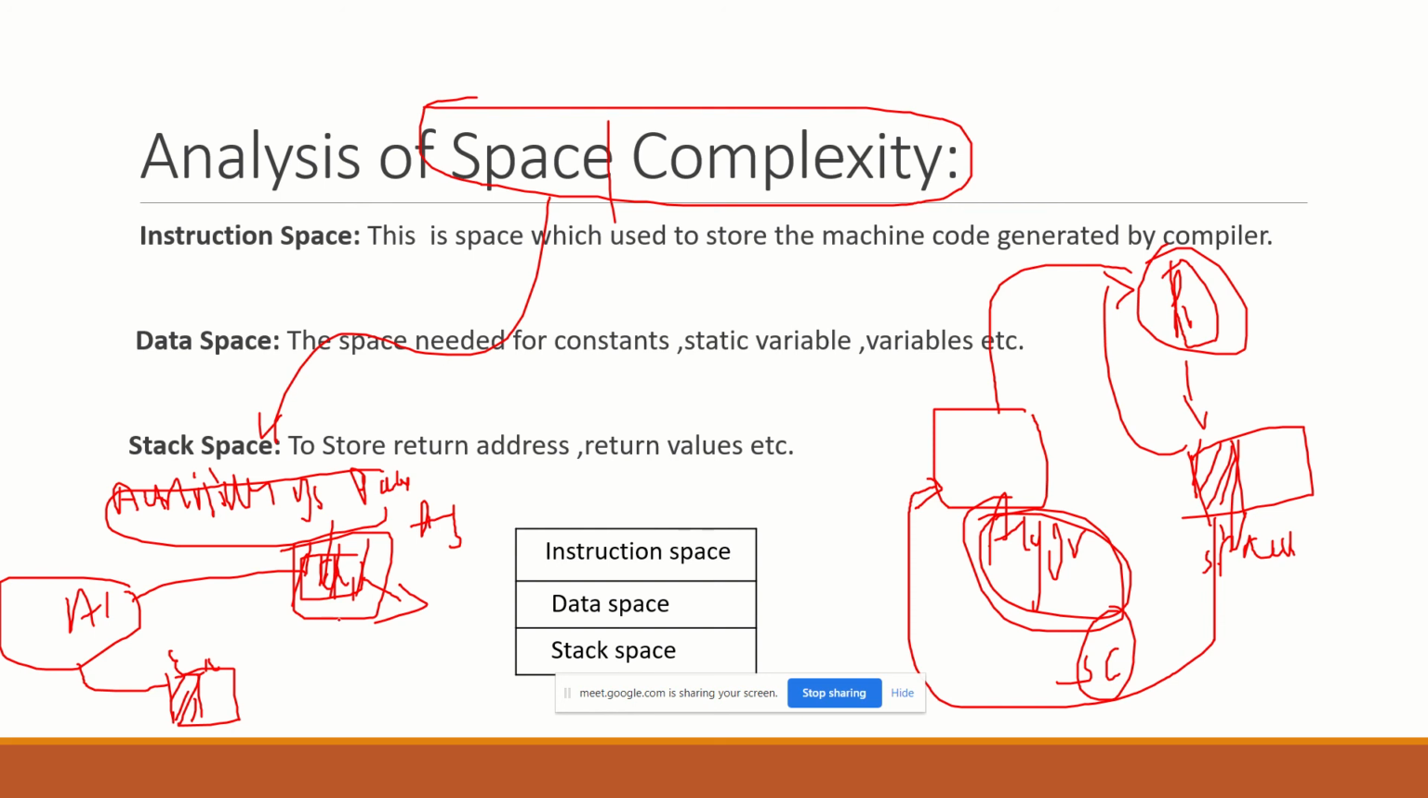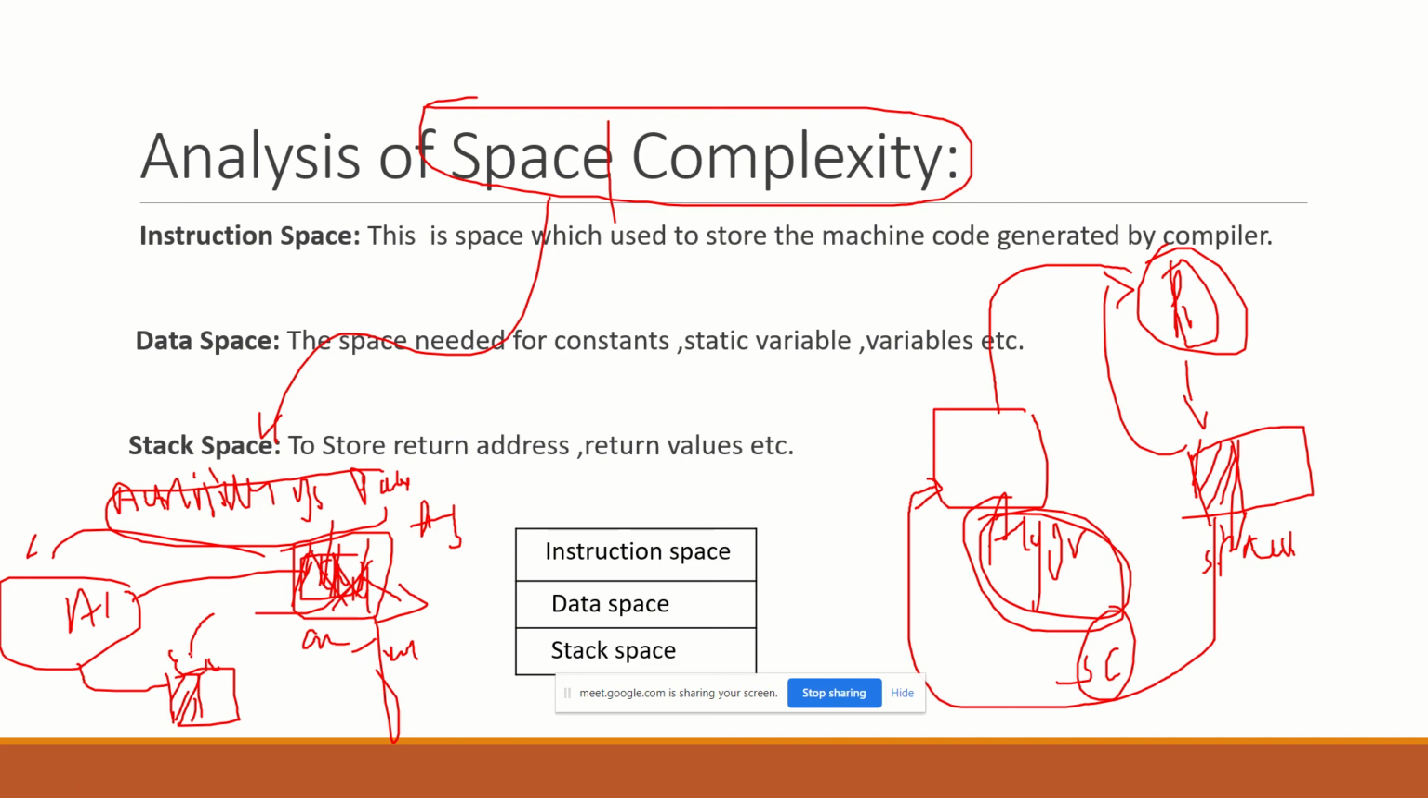So the extra space needed for the algorithm to store some values like this, that is auxiliary space, extra space or temporary space. Once A is removed, this space will be removed. This is temporary space. The temporary space needed by the algorithm is called auxiliary space.